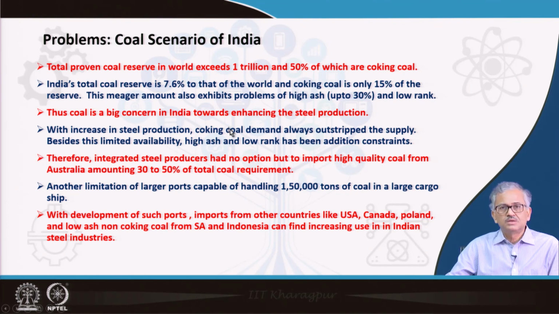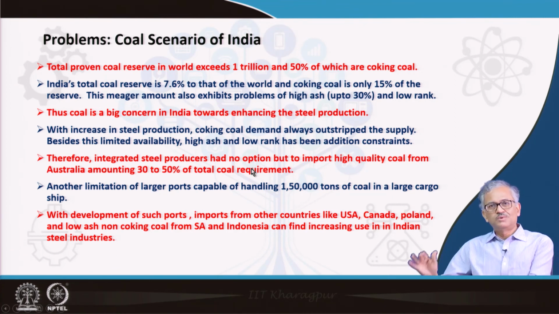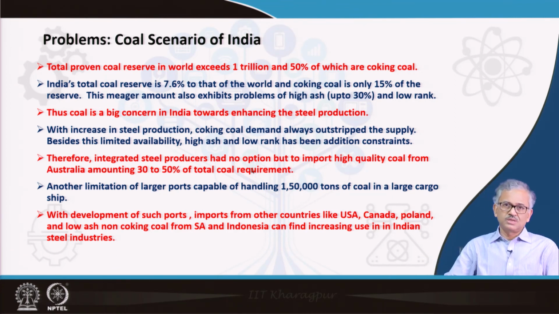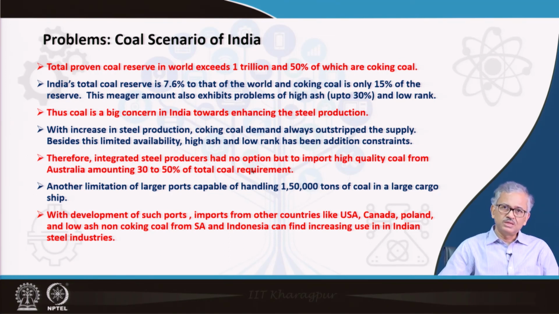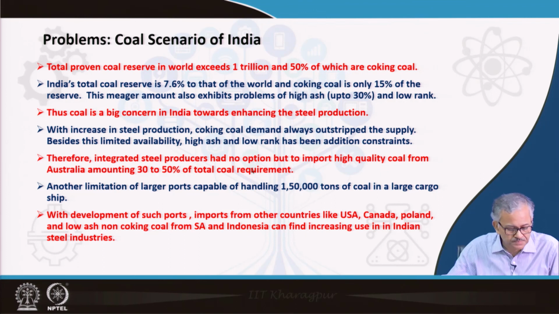Because steel production overnight you cannot convert to the DRI and SR process. So you have to go through the BF-BOF route. You will depend on blast furnace steel production, and you will depend on coke. So we have to import coking coal. And then we have to tap other sources of coking coal around the world other than Australia. And for that we have to develop some ports also.